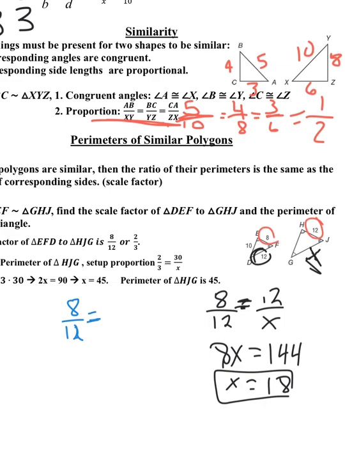So you go 8 over 12. Now, the second fraction is going to be the entire perimeter. 12 and 8 is 20. 20 and 10 is 30. The perimeter of EFD is 30. I want to know the perimeter of HJG. And then, again, cross multiply.